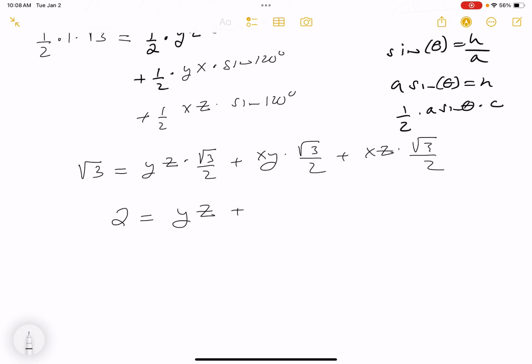I got to go back and read the question again too to make sure this is what they wanted. Back at the question. What do they want? What's the value of XY plus YZ plus XZ? We got it. It's 2. And we're done. Thank you.